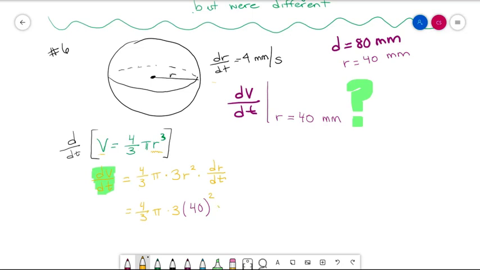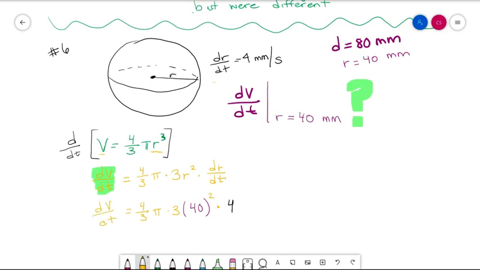All right, and what else do we know? Do we know dr dt? That was given to us in the main problem. It's 4 millimeters per second. I'm just going to write a 4 right there. So we have our dv dt.